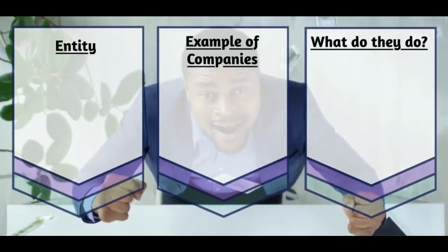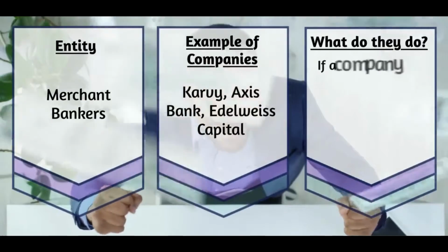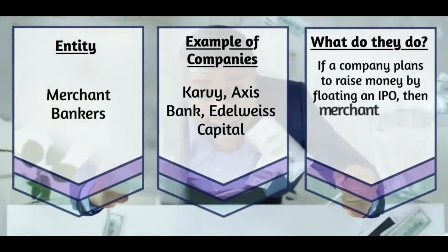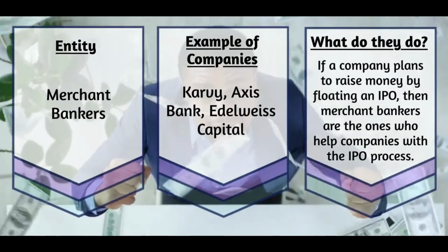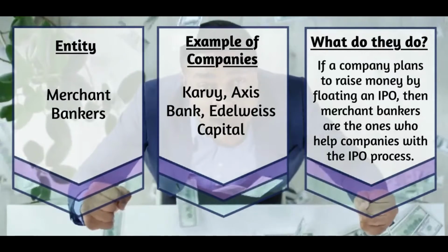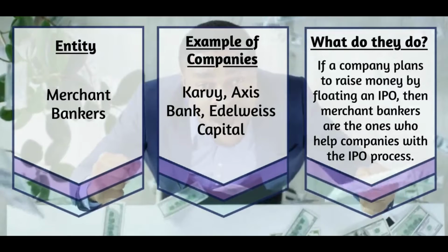Entity: merchant bankers. Examples of companies are Karvy, Axis Bank, Edelweiss Capital. If a company plans to raise money by floating an IPO, then merchant bankers are the ones who help companies with the IPO process.